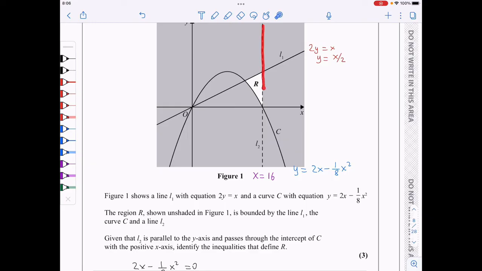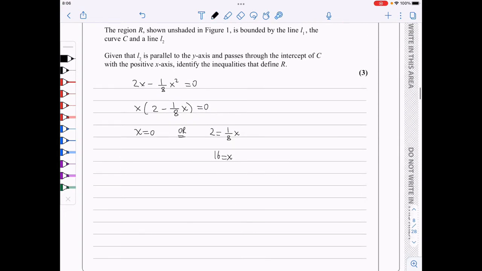Now I want to be to the left side of this, and this is a dotted line, which means it's a strict inequality. So we want the x to be less than 16.